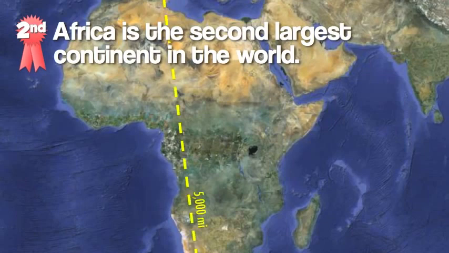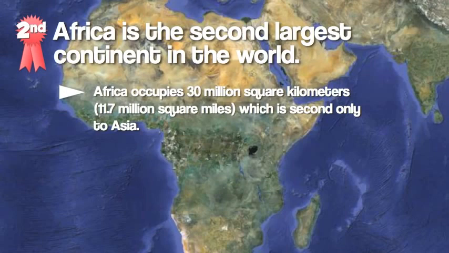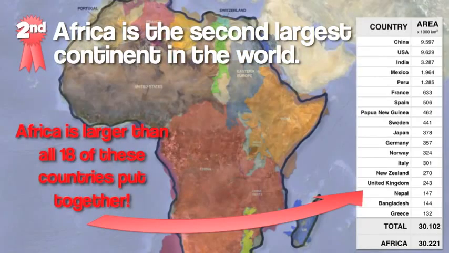It runs 5,000 miles from the Mediterranean Sea all the way down to the Cape of Good Hope in South Africa, and 4,600 miles from Cape Verde all the way over to Somalia. That gives Africa a grand total of 30 million square kilometers, which is 3 times the size of the United States, or is larger than all 18 of these major countries put together.